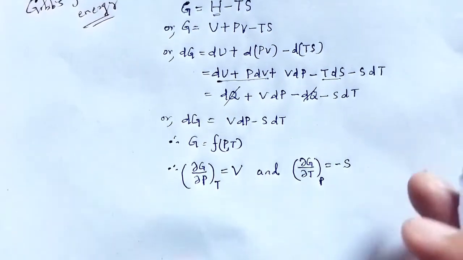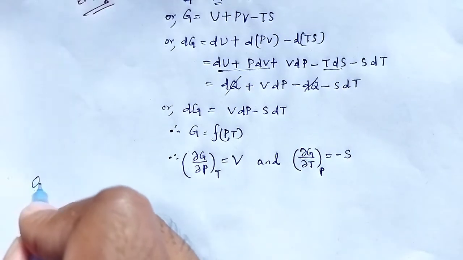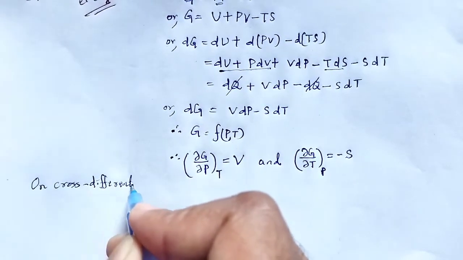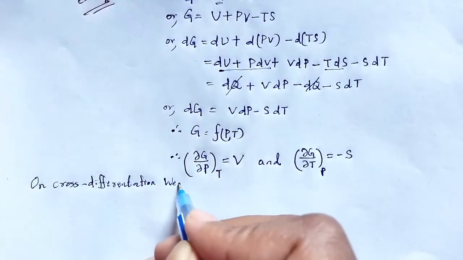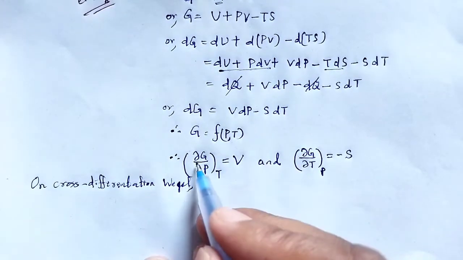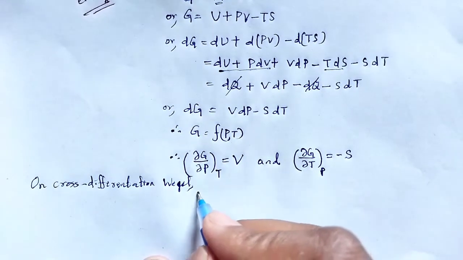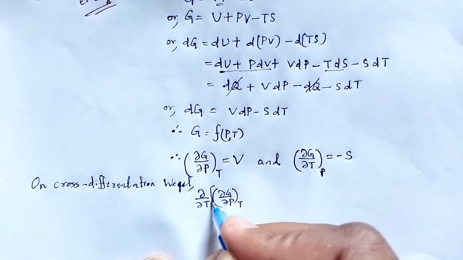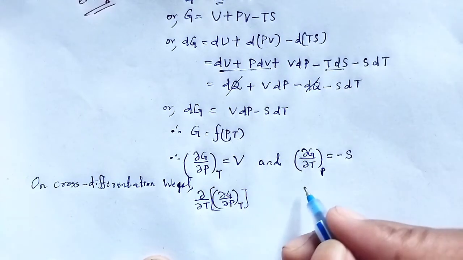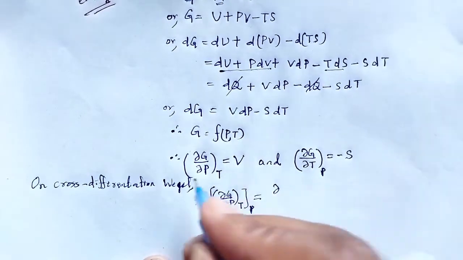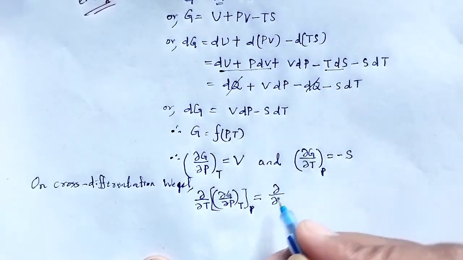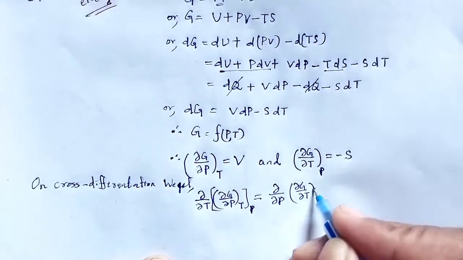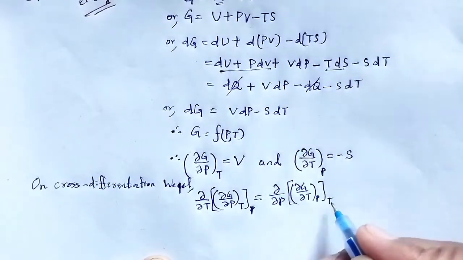Now on cross differentiation, what do we have? On cross differentiation, we differentiate that with respect to t, and that with respect to p. So del by del t of del g by del p at constant temperature is equal to del by del p of del g by del t at constant pressure. Here we take constant temperature.